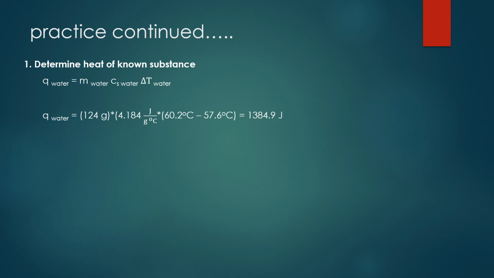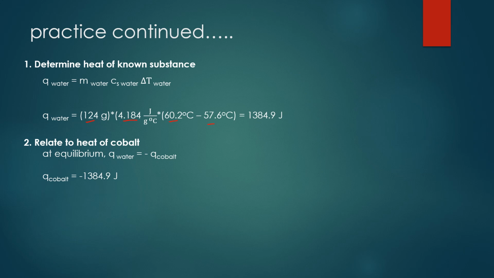So plugging those values into the equation, we have 124 grams for the mass. The specific heat was 4.184. The final temp, once the heat transfer was complete and it reached equilibrium, was 60.2, and the initial temp of the water was 57.6. Notice this gives us a positive value of 1384.9 joules. Also notice that I did not round to significant figures yet because this is not our final answer. Keeping as many digits as possible will give you a more accurate answer.